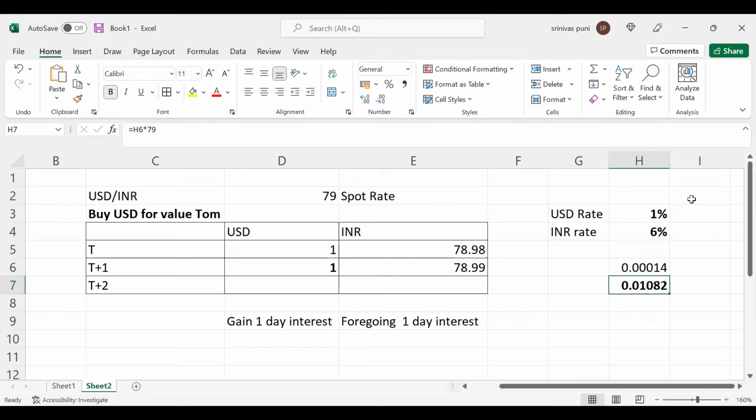Now there are some assumptions that I'm making here. What is the assumption? That everybody in the market can freely borrow US dollars and rupees whenever they want, right? And the rate is known to everybody, and so on and so forth. Some of these assumptions might not work in every market.